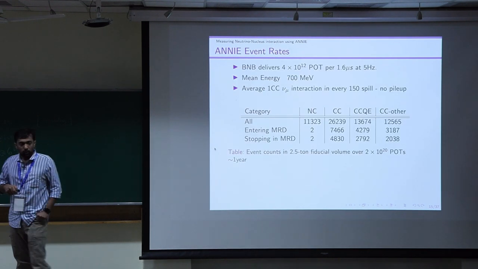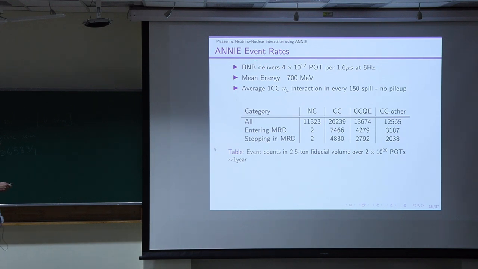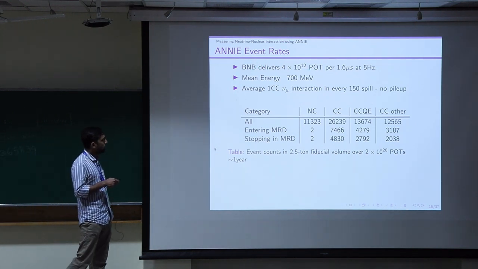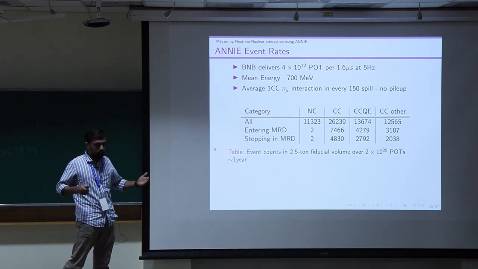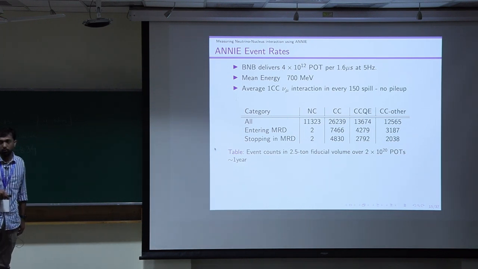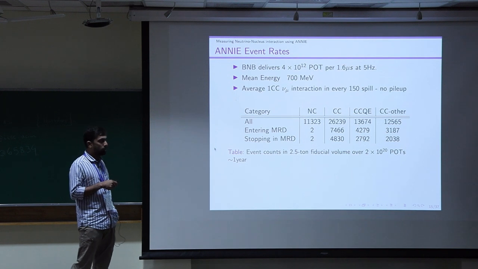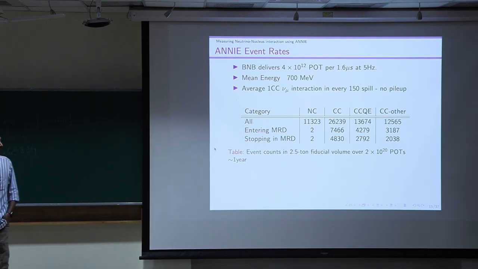Okay, so the BNB, the Booster Neutrino Beam, delivers the protons, and this actually comes as pulses. The width of the pulse is 1.6 microseconds, and it comes at a frequency of 5 Hertz, and the mean energy of the neutrinos is around 700 MeV.